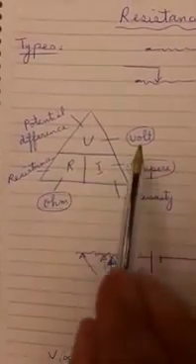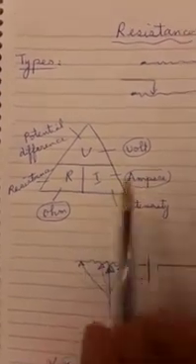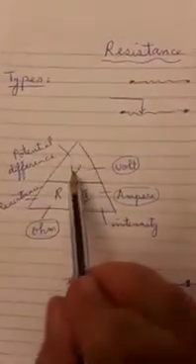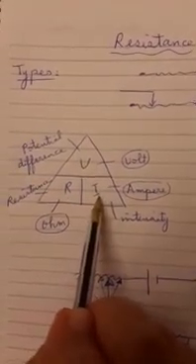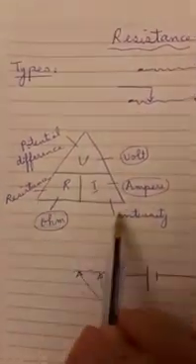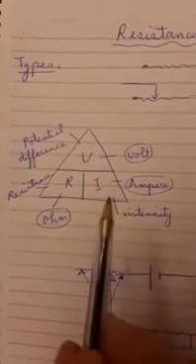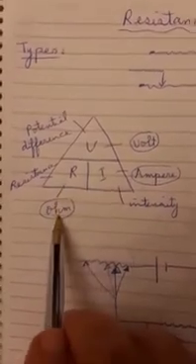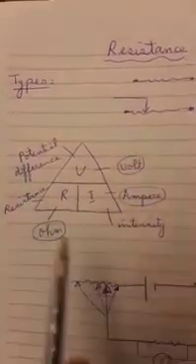We can define the volt and the ampere from the triangle of Ohm. The volt is the potential difference when the resistance is 1 ohm and the intensity is 1 ampere. The ampere is the intensity when the resistance is 1 ohm and the potential difference is 1 volt.